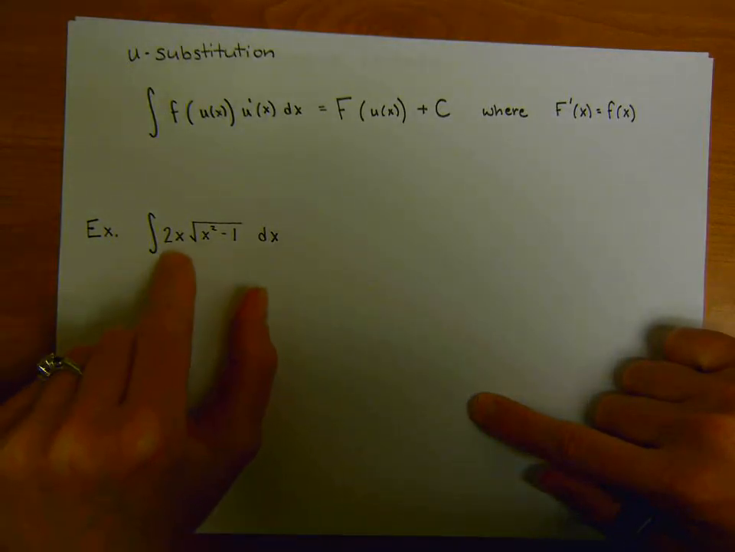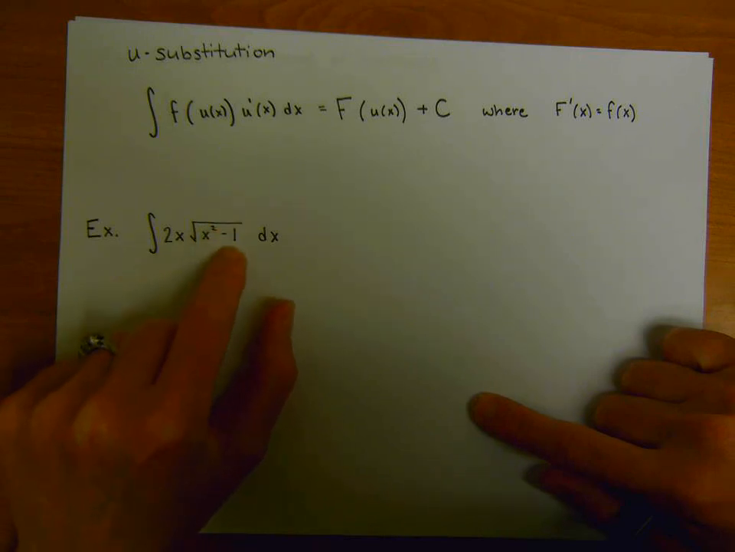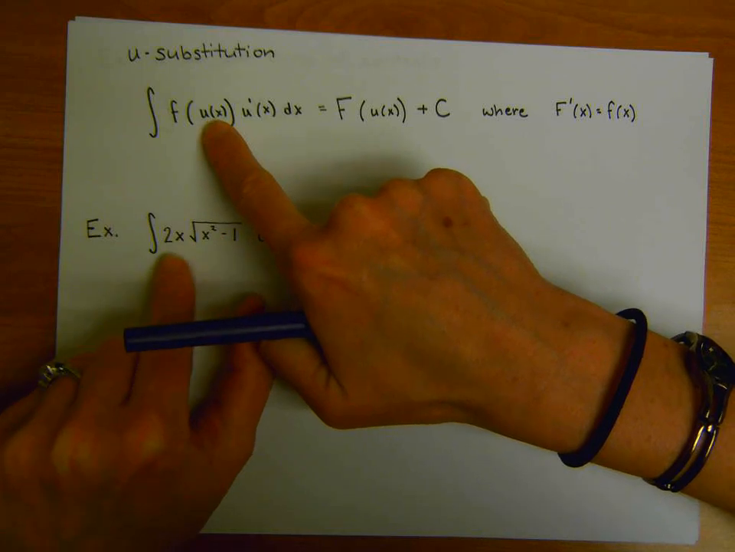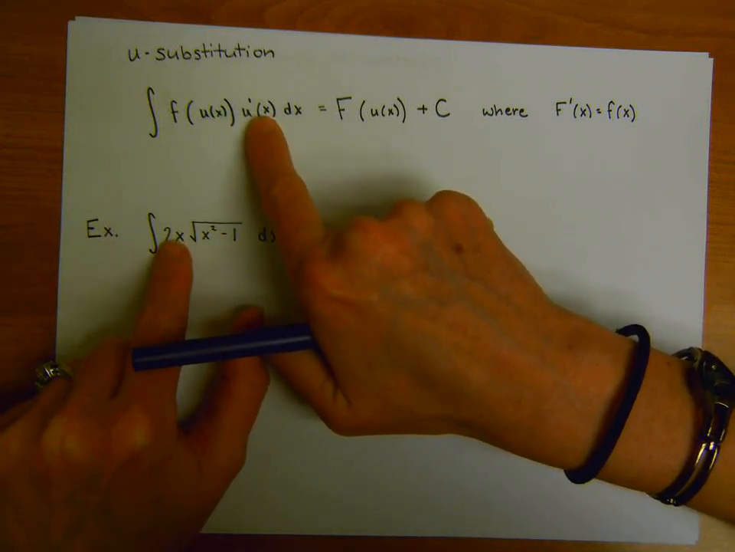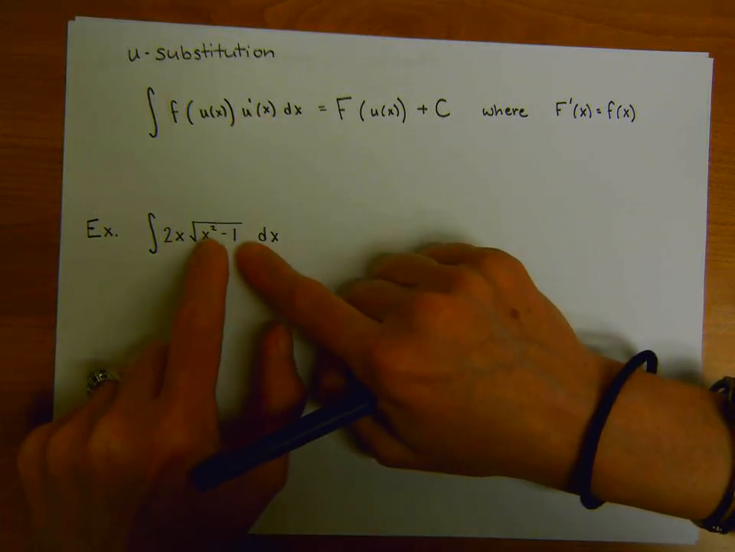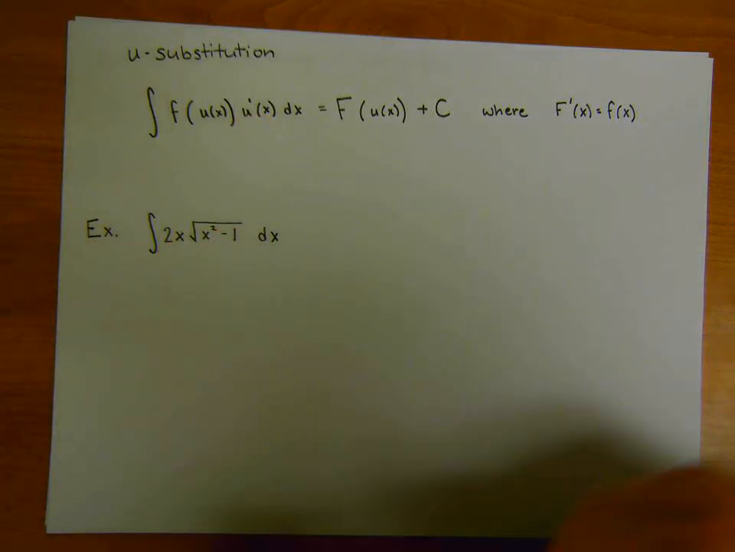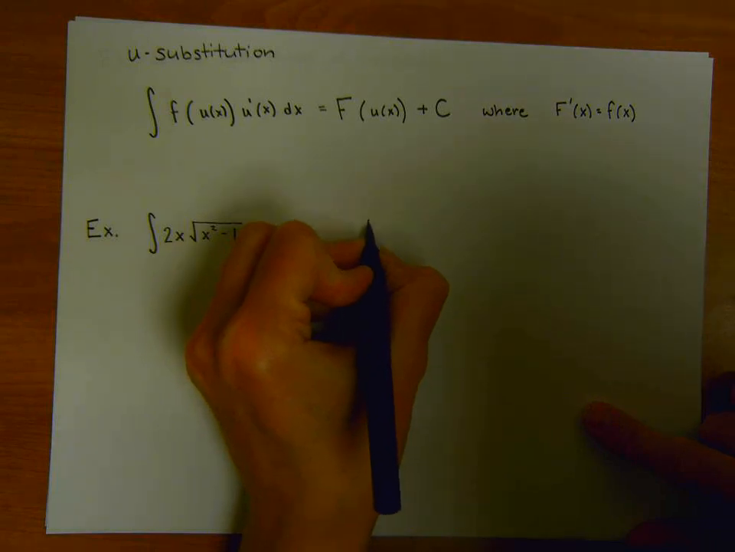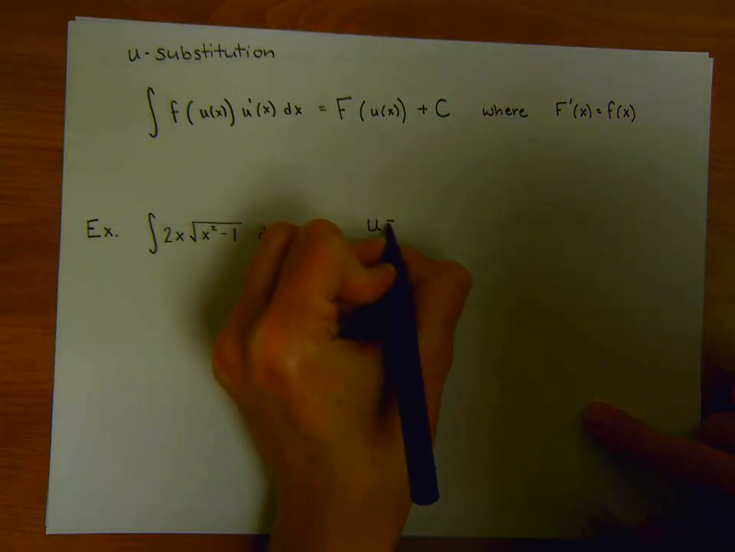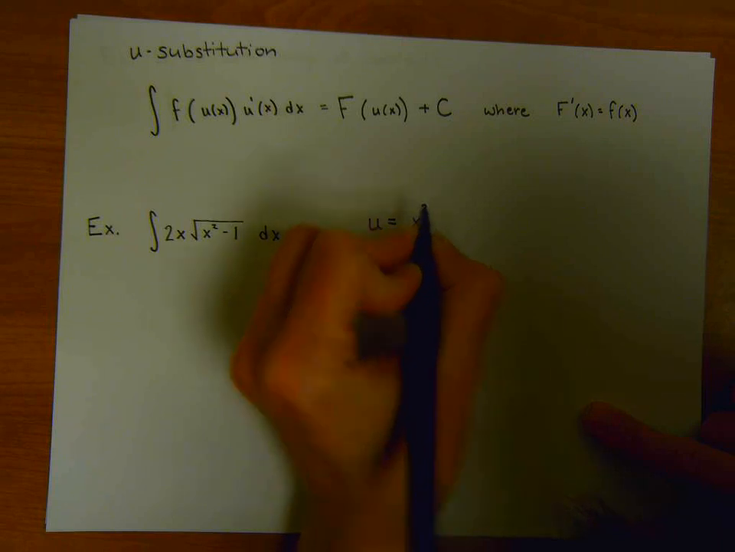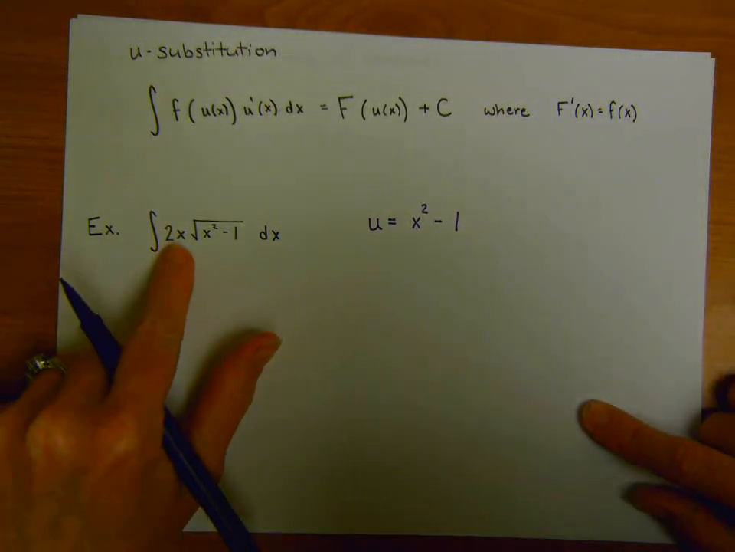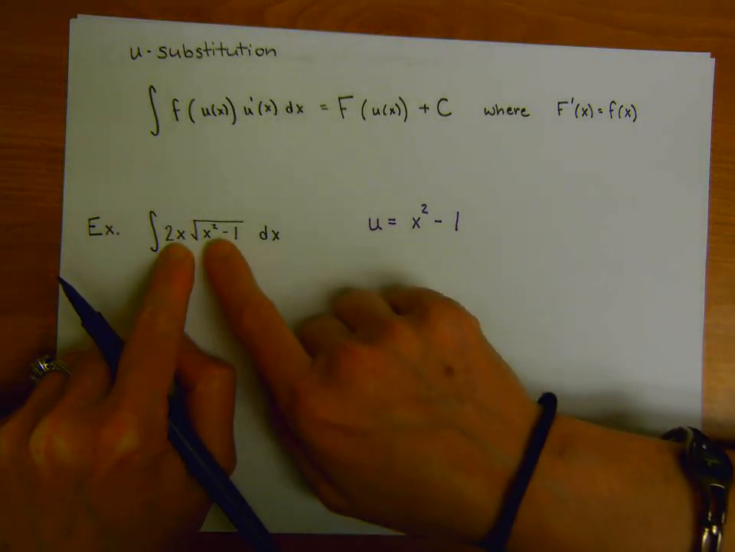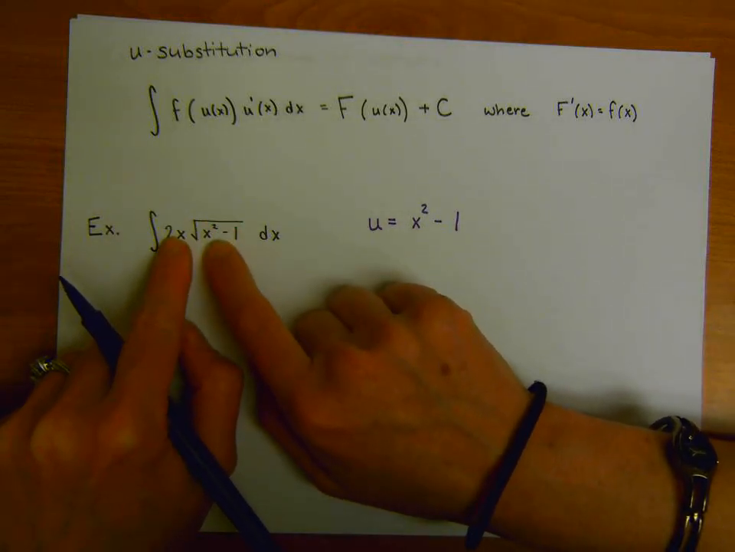I need to look for an inner function, and I also need to look for a piece where the derivative of that inner function is there as well. And in this case, I can see that x squared minus 1 I can think of as my inner function, and I'm going to call that u is equal to x squared minus 1. And the fortunate thing is that in this case, the derivative of u is right here.